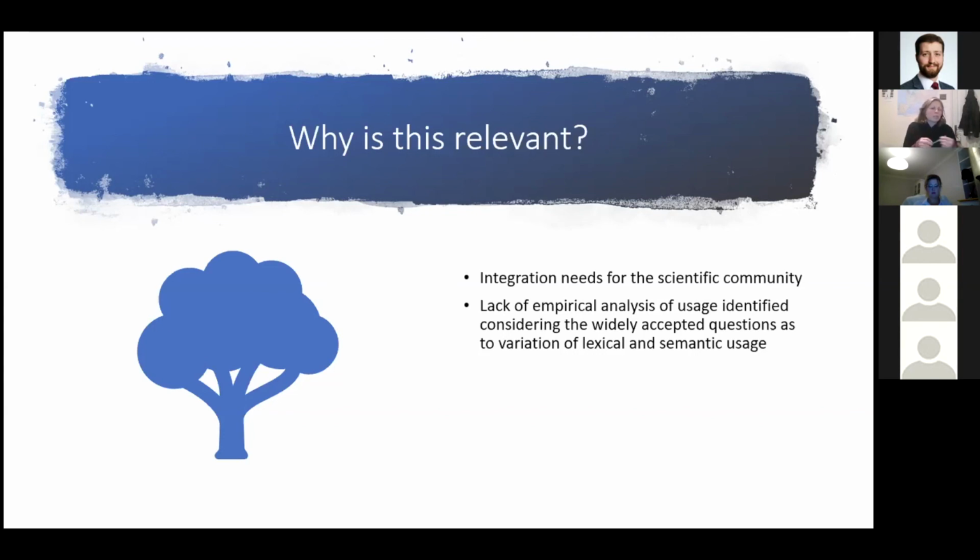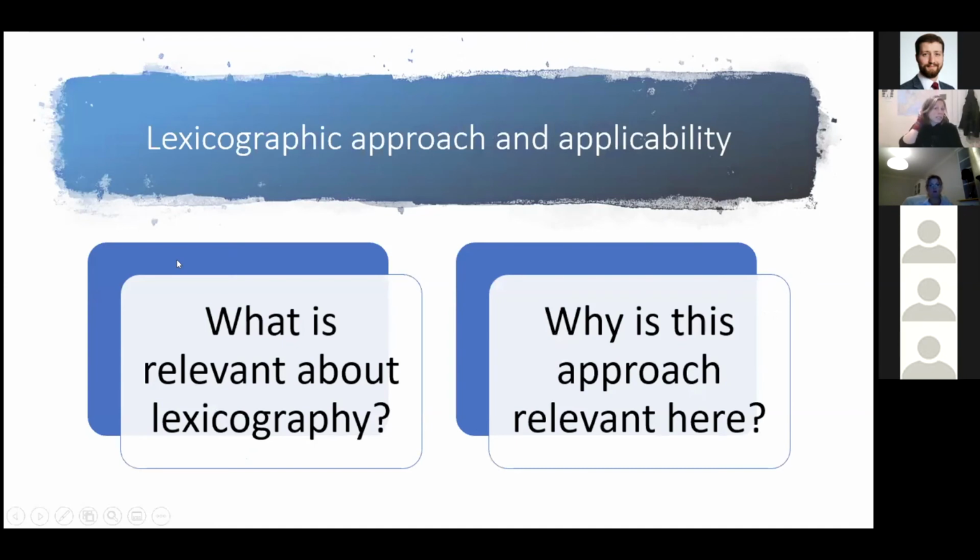As I was doing the literature review for my thesis, a lot of questions were arising about the stability or the consistency of usage of these terms, whilst there was also a lot of emphasis given to the importance of knowing how these terms are being used, and also a recognition of how variable they can be. There was a lack of an empirical analysis of the usage of these terms in context. And so this is why I decided that a lexicographic approach would be suitable.